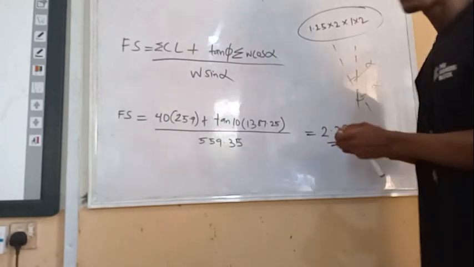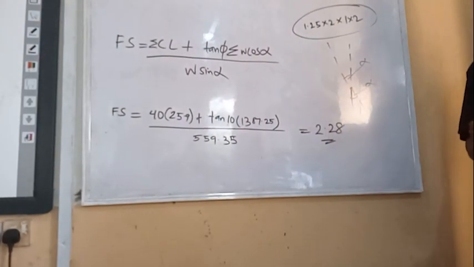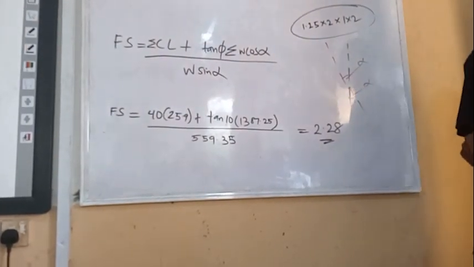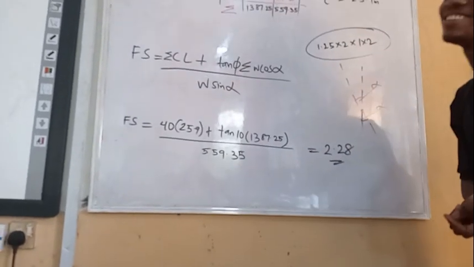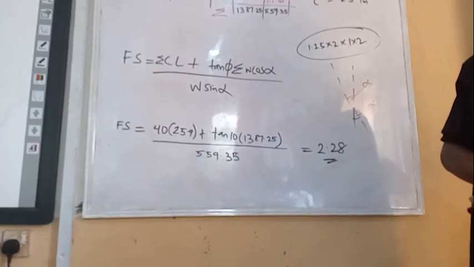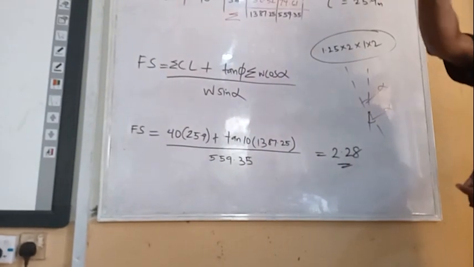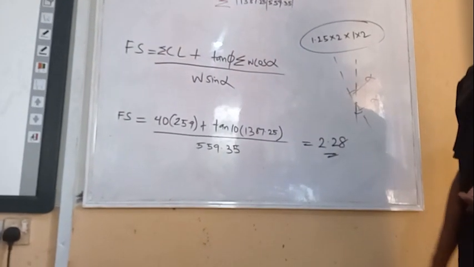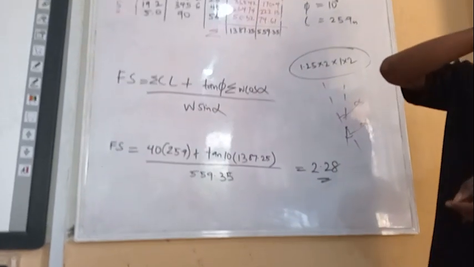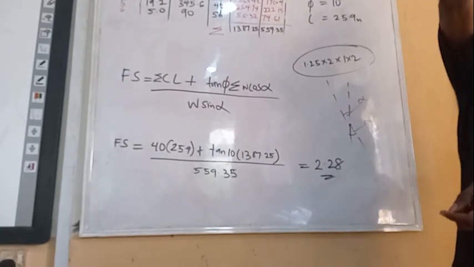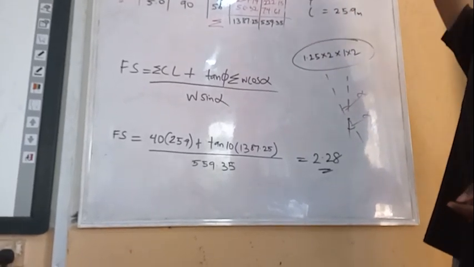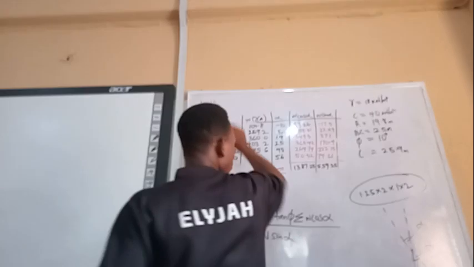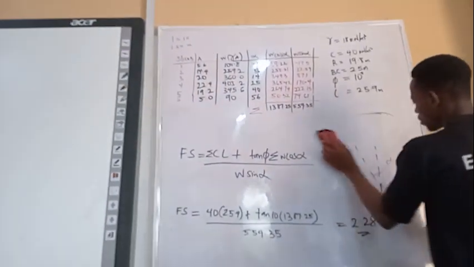So we have 2.28. What was your 2.35? 2.35. So anything else? This is what you have. This one that I wrote here. Let me quickly explain. Another question.